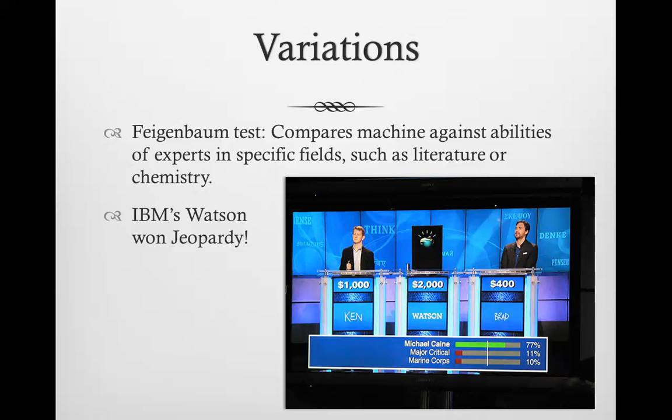Some variations of the Turing test include the Feigenbaum test, which compares the abilities of machines against the abilities of experts in specific fields. The first program that tried to do that was IBM's Watson, which won Jeopardy. Watson had a bunch of different sources, including the full text of Wikipedia, but didn't have any internet access. The idea was whether it could search through and find the answers before a real person could.